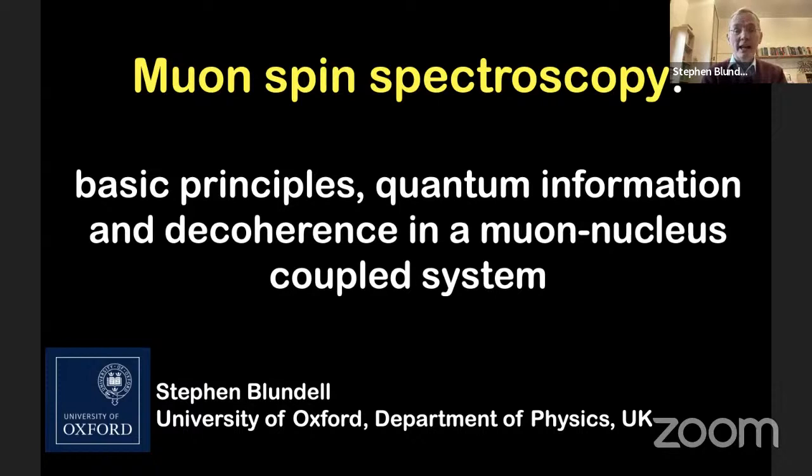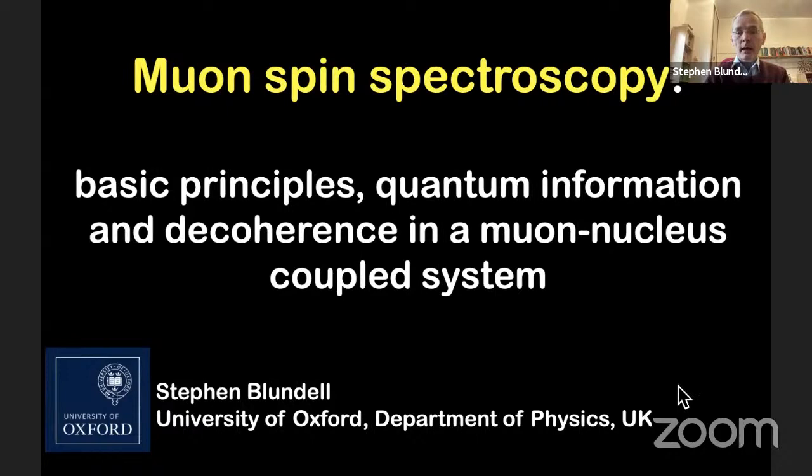So you asked me specifically to concentrate on the basic principles. Although I have a rather long title, which contains all this stuff about quantum information and decoherence, I will just put that at the end, because I believe what was wanted was the basic principles. So I will concentrate on that.